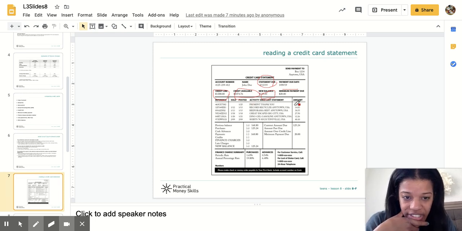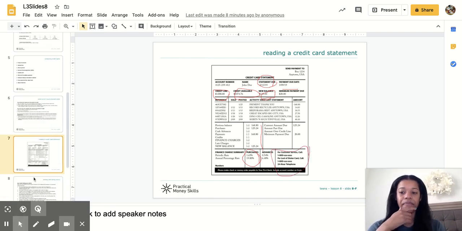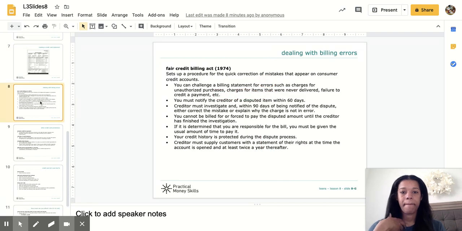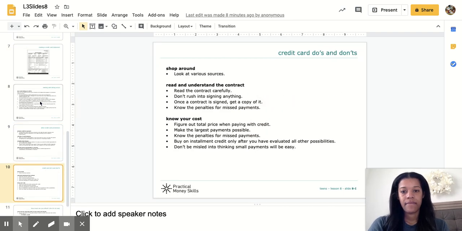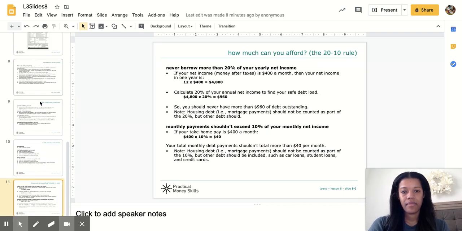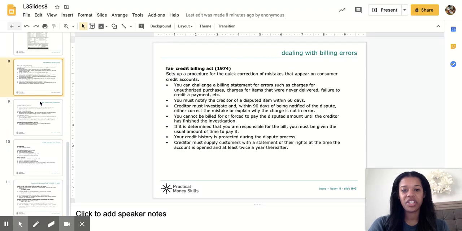You can see the transactions that posted here. Minimum payment due. You can see all the extra charges they have here. And then you can see the percentage purchases. Then you also see how to call and report if anything is wrong with your card. So these are just facts.